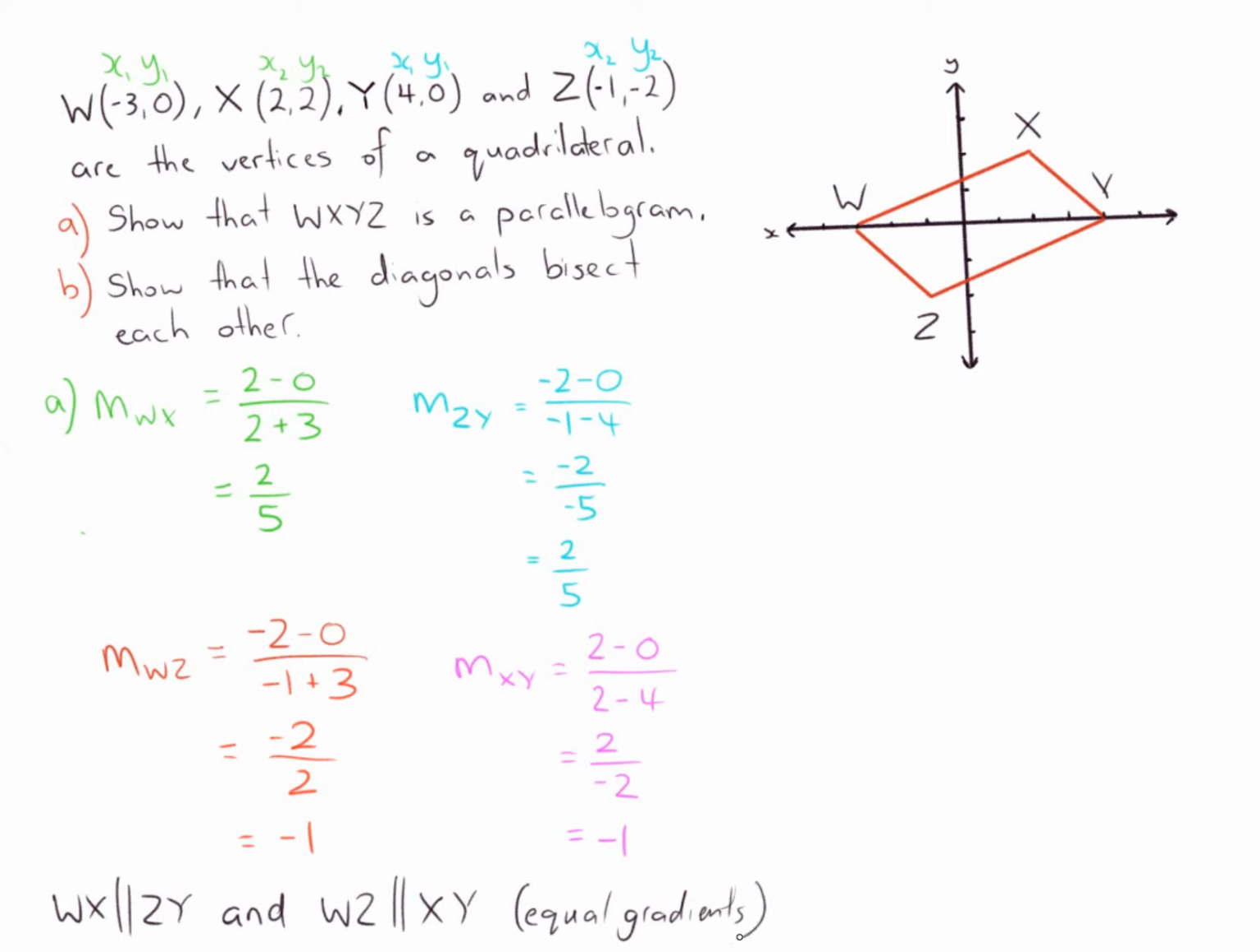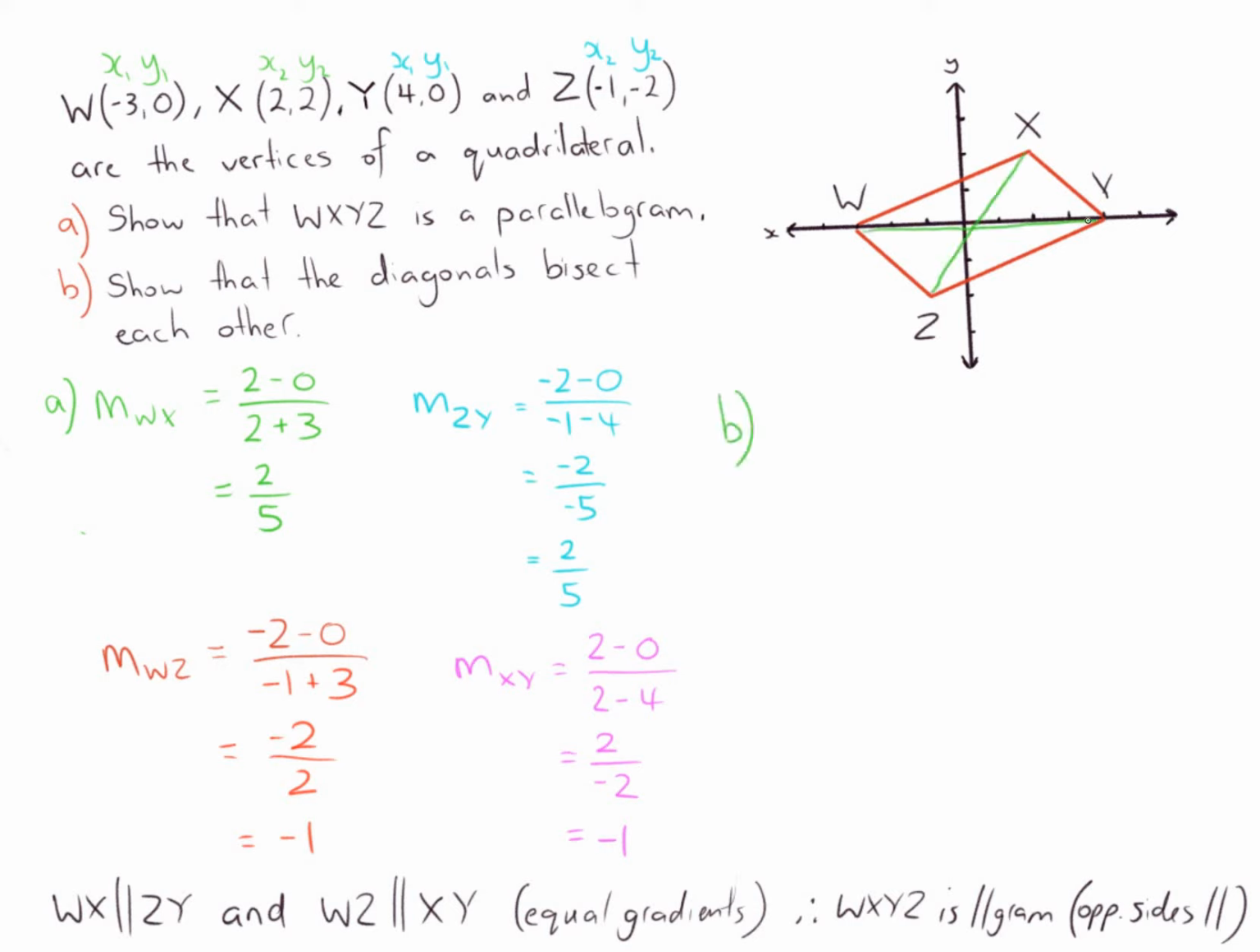So, because opposite sides are parallel, WXYZ is a parallelogram. A short way to write that is parallelogram. Opposite sides parallel. That's our reason. Alright, what about part B? Part B was to show that the diagonals bisect each other.